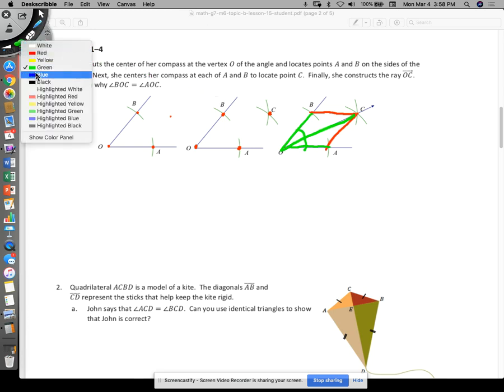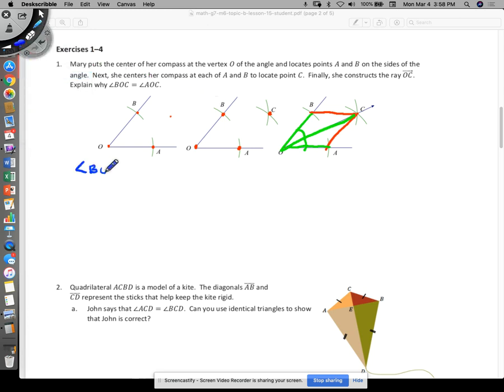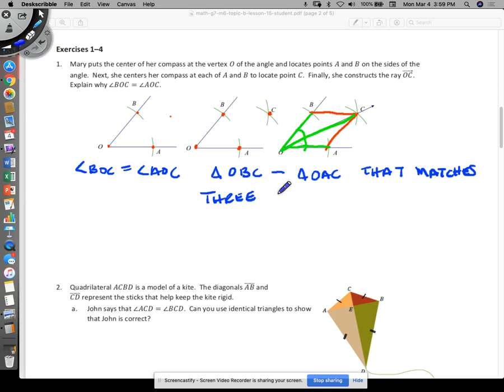So let's write up our reasoning. We're going to say angle BOC equals angle AOC because triangle OBC corresponds to triangle OAC, because I have actual two triangles here, that matches 3 pairs of equal sides.